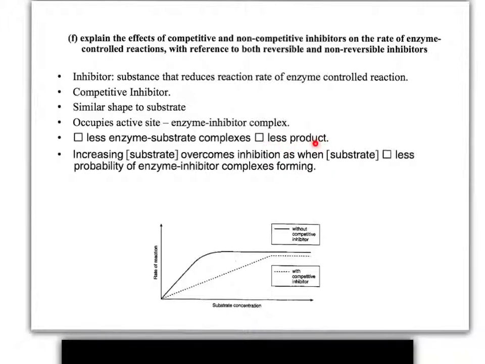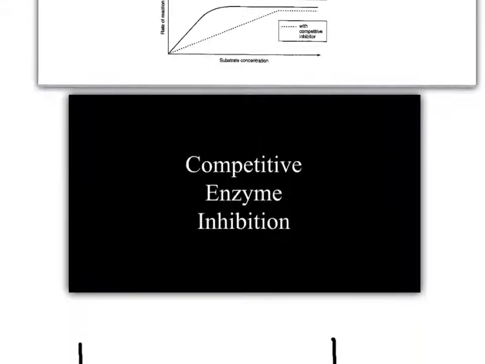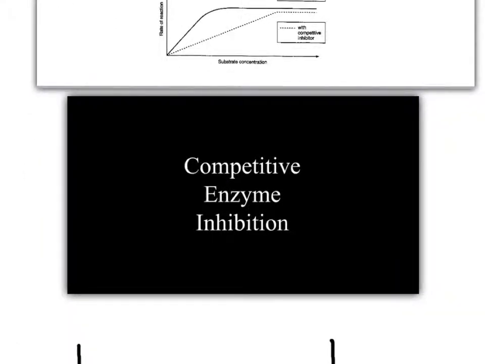However, if we keep on increasing the substrate concentration, there becomes less and less probability of an inhibitor binding to the active site to form an enzyme inhibitor complex, and therefore eventually you can overcome that inhibition, and I'll try and illustrate that below. First of all, though, I've got a little animation which shows a competitive inhibitor binding to an active site.